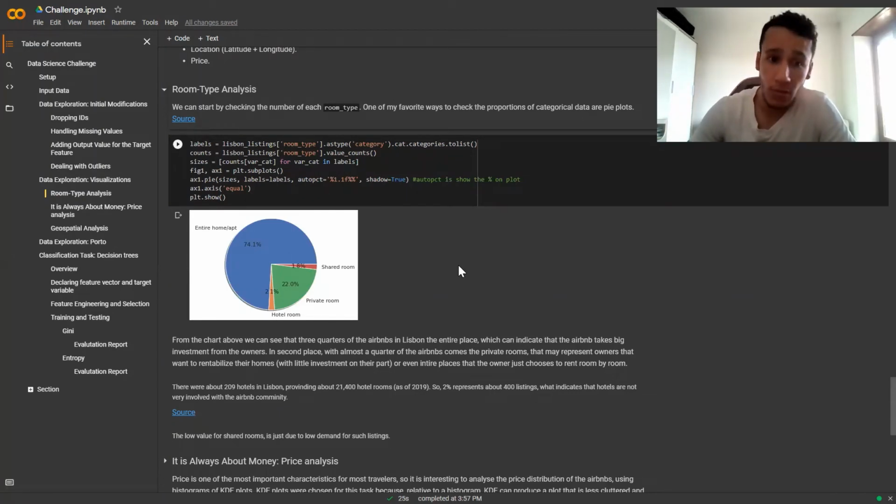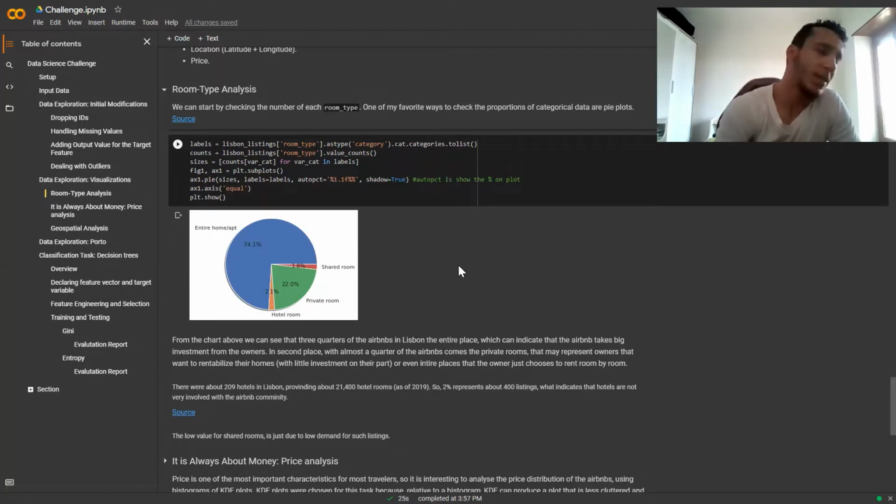We have about 2.1% of the hotel rooms in Lisbon, and looking into our data, the number of data points is about 400 values. After a little bit of research, we have about 209 hotels in Lisbon. With 21,400 rooms in Lisbon, 400 is not a very big number. So we can see that hotels and Airbnb really are competitors and don't really work together that much.